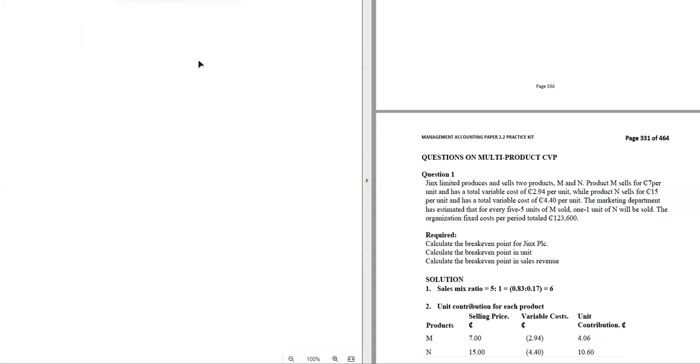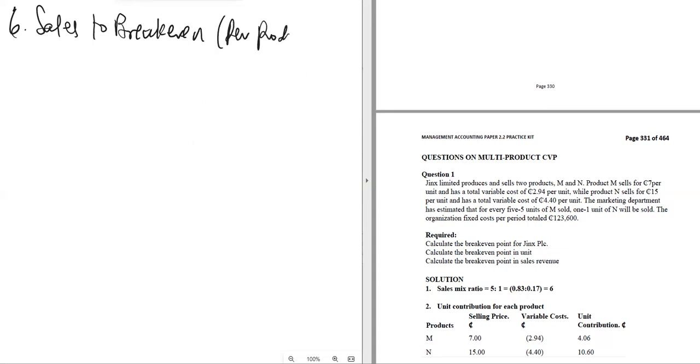Also, now, if we want to get the sales that should make us break even, it's straightforward. So that means we need sales to break even. Okay, that is step 6. So sales to break even, you can use CS ratio, but it will be long. So since you have the break even for each of the products, you can just multiply that by the selling price for each product, and then you are good to go, right?